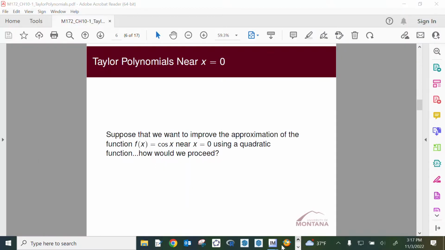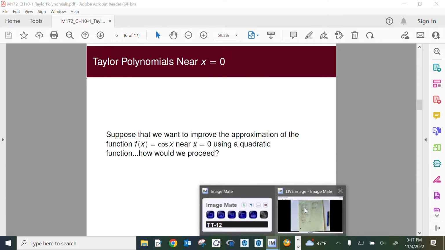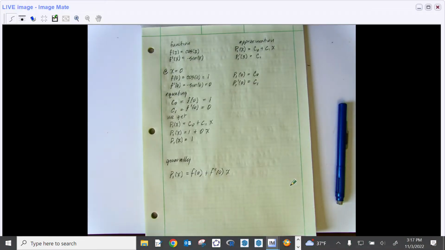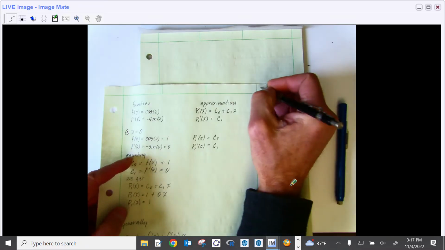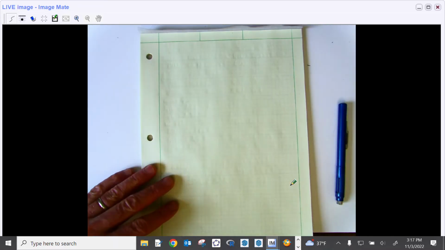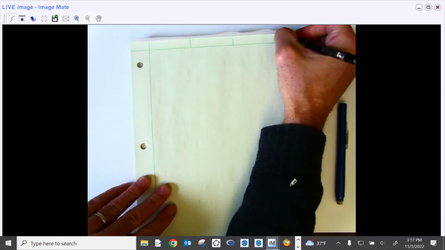So I'll slip over to my doc cam. I guess I'll call that page 1. So page 2.